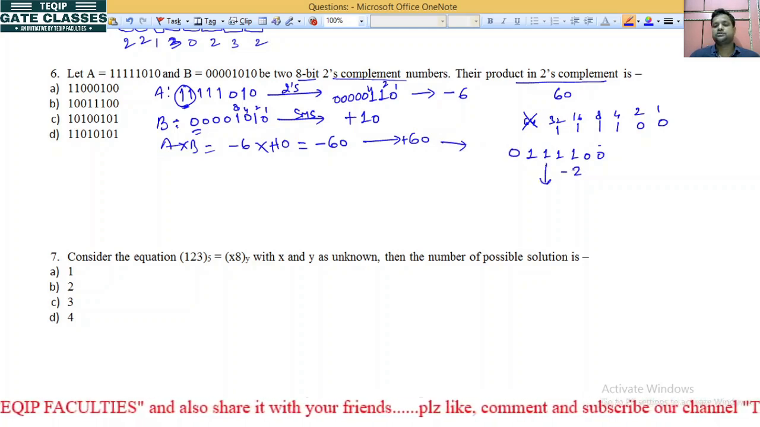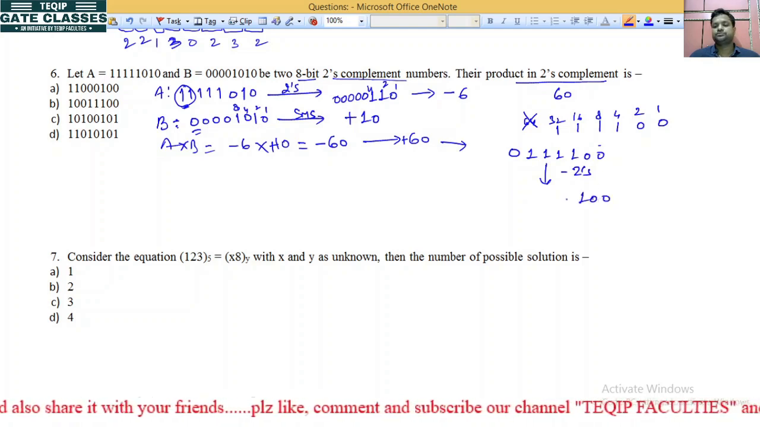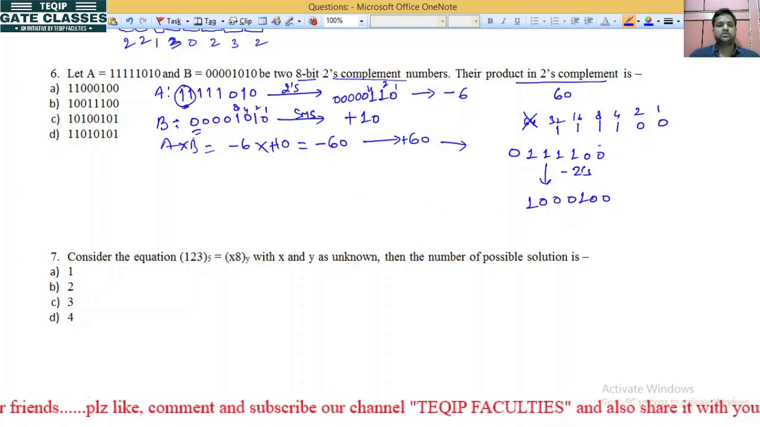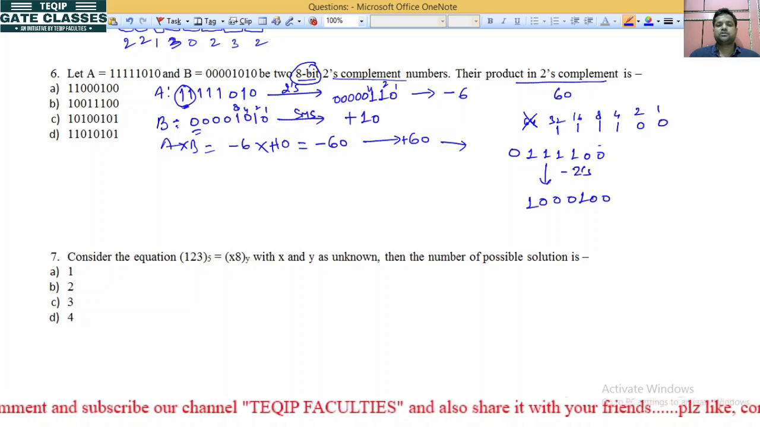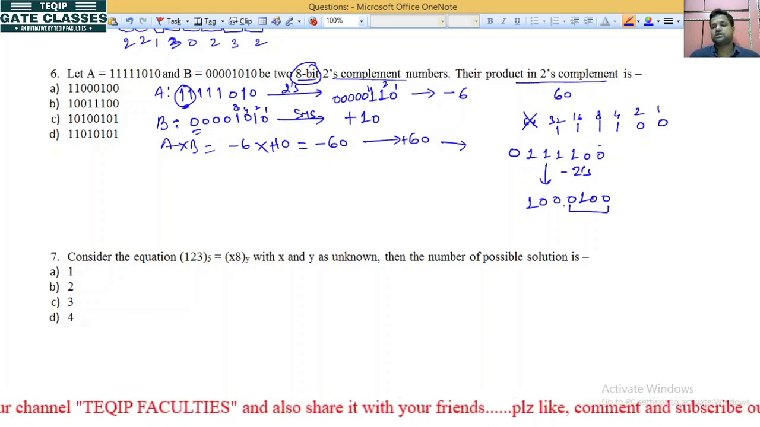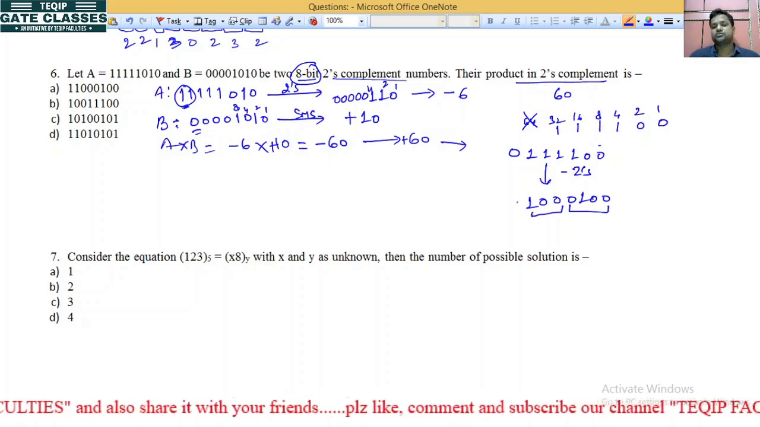So take 2's complement, because it is negative numbers, it will be 1 0 0 0 0 0 1. Okay? Now see, the result must be in how many bits? 8 bits. But here we have only 7 bits. So what will we do? Bit extension.